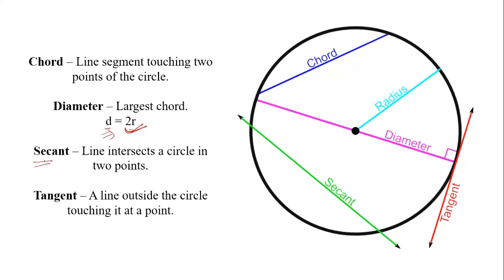Now let's see the definition of secant. What is secant? Secant is a line which intersects the circle in 2 points. In the figure we can see the green line is a secant which intersects the circle in 2 points, and this divides the circle in 2 parts: one is a minor segment and another one is a major segment. Now comes the definition of tangent. A tangent is a line outside the circle which touches a circle in a point, and we will be discussing tangent in detail in further slides.